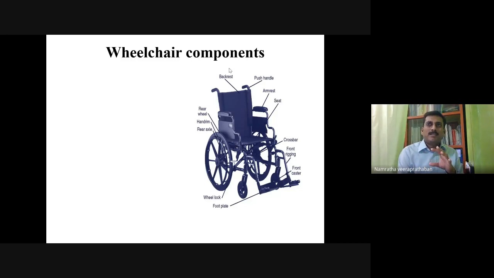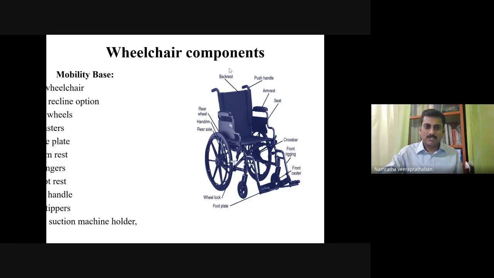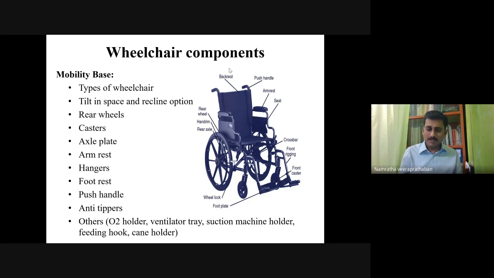If you know in detail what is mobility base, and if you know the details about what is seating system, you can recommend a proper seating system to the patient. So for that, you're supposed to know what is the mobility base and what is the seating system. All right. As I said, there are two major wheelchair components. Okay. What is under mobility base? First, types of wheelchairs.